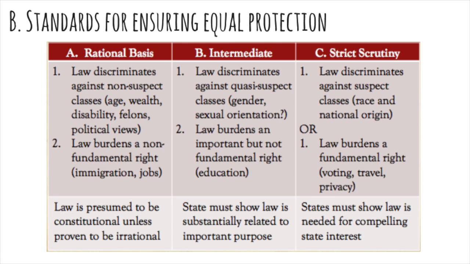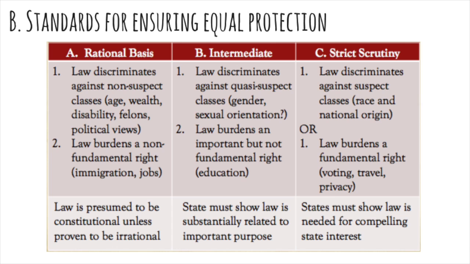This next classification level of intermediate means that it's getting a little bit more difficult for the state to classify, and the burden of proof is going to be higher on the government. So if you were to classify by gender, by male or female, that means that the government might come under more scrutiny, that law might get looked at more carefully by the courts. In this case, the state must show the law is substantially related to an important purpose. It gets harder to pass laws that classify by gender or sexual orientation.